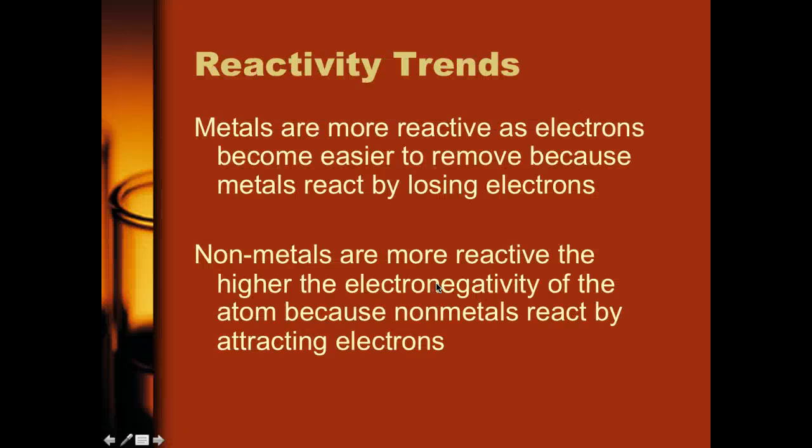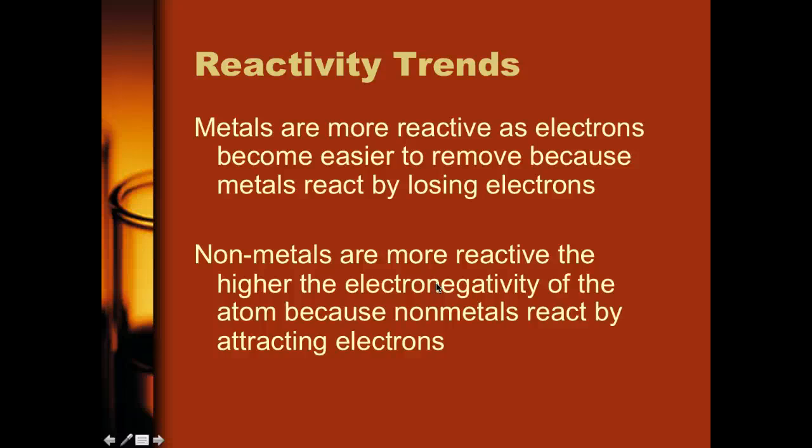All right, reactivities. Well, metals are more reactive as electrons become easier to remove. So the larger a metal atom is, the easier it is to lose its electrons and the more reactive it is. So big metal atoms are highly reactive. Nonmetals are more reactive the higher their electronegativity. The smaller the atom is for a nonmetal, the more reactive it is. So fluorine is highly reactive.